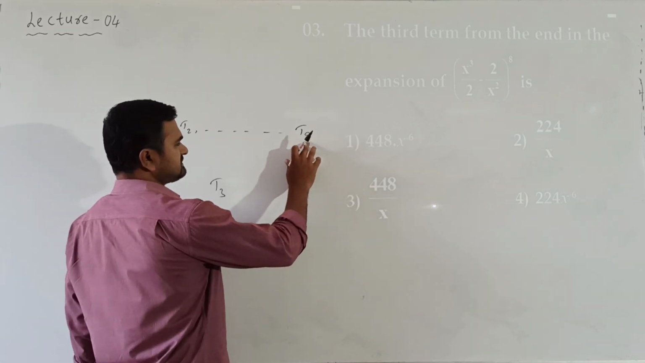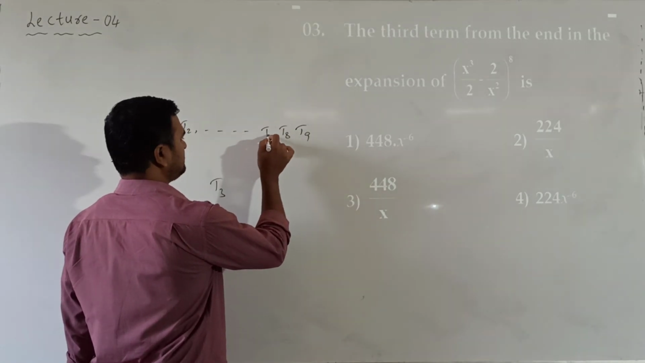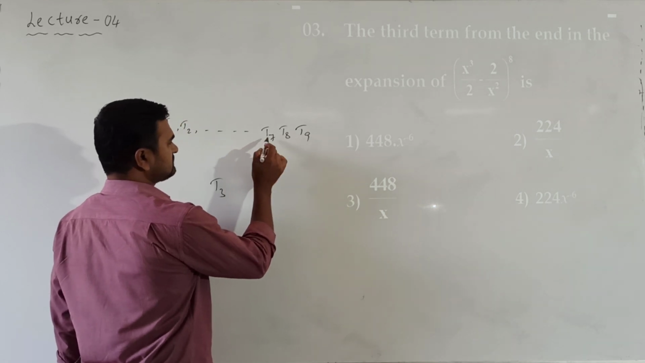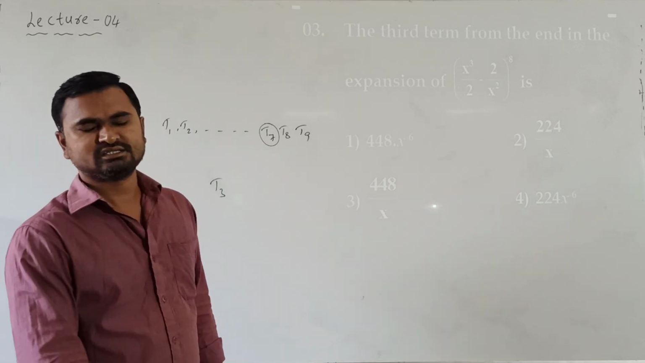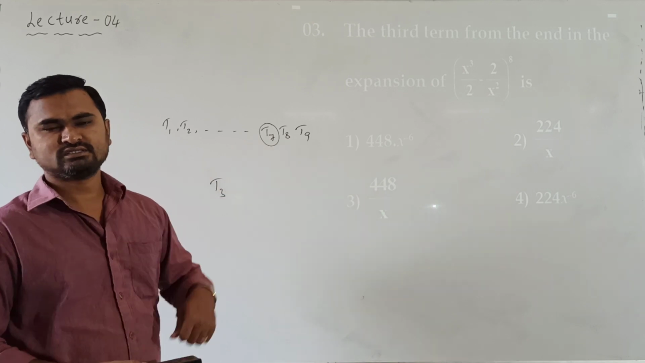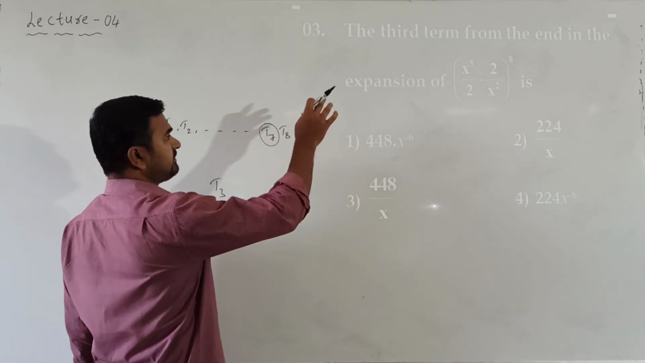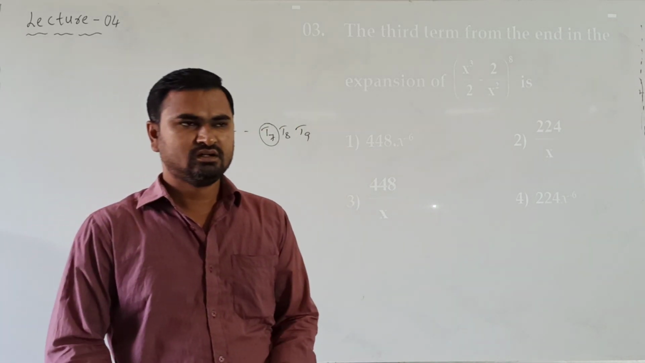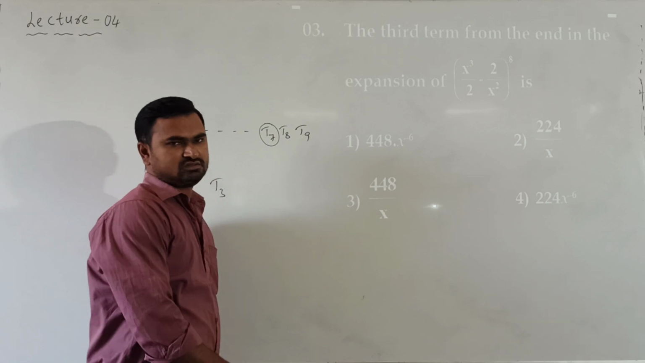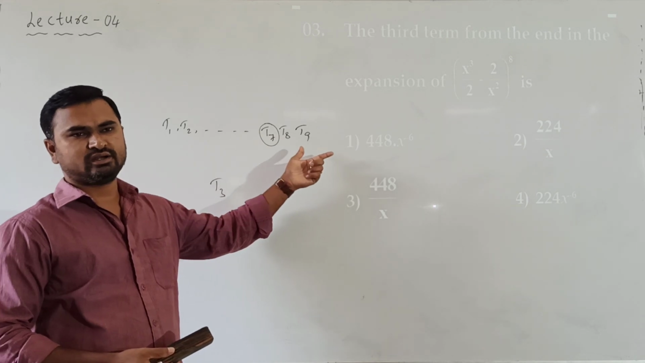So this is the first term from the end. Next we have T8, next we have T7 and so on. So first term from the end, second term, third term. So third term from the end is nothing but seventh term from the beginning. So T7 we can find by using the general term. Now whenever the power is small, here power is 8, we can write whatever the required term from the beginning or from the ending.